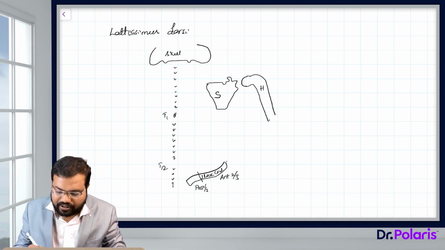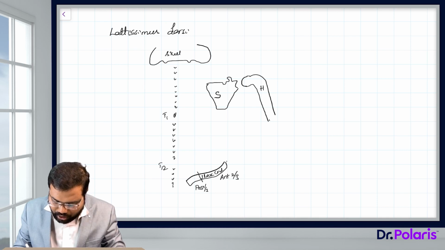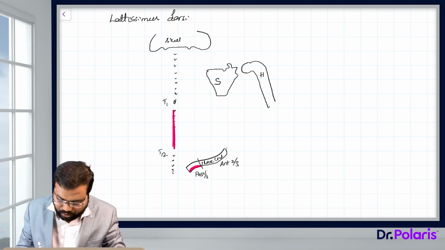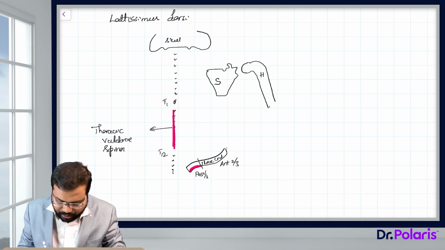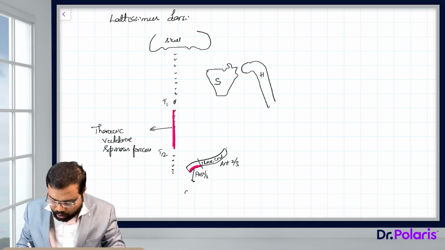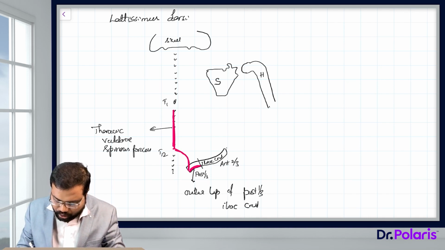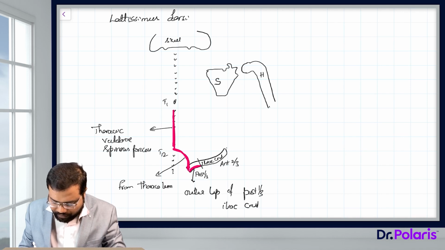Now the fibers of the latissimus dorsi originate from the thoracic vertebrae on the lower side and also from the outer lip of the posterior 1/3 of the iliac crest. So the origin is the thoracic vertebra spinous processes and the outer lip of the posterior 1/3 iliac crest. Connecting this lower part of the thoracic region and the iliac crest, there is an attachment from which it originates, called the thoracolumbar or lumbar fascia.